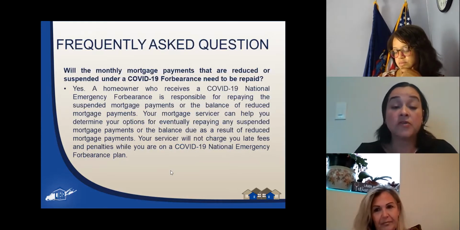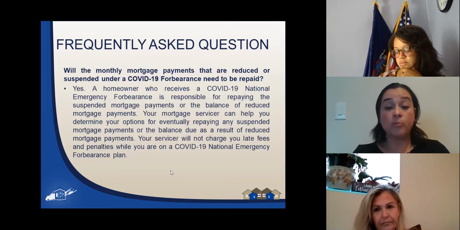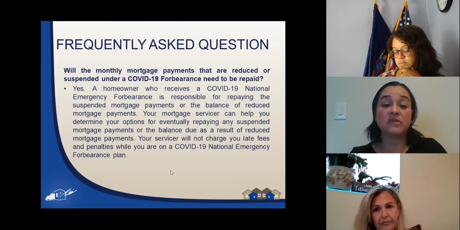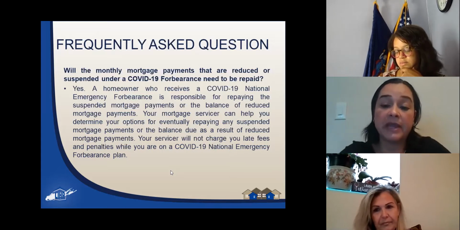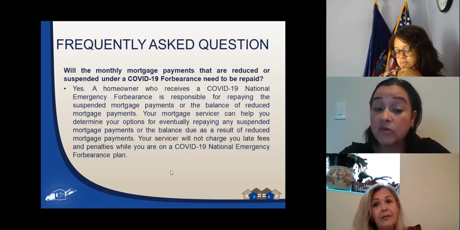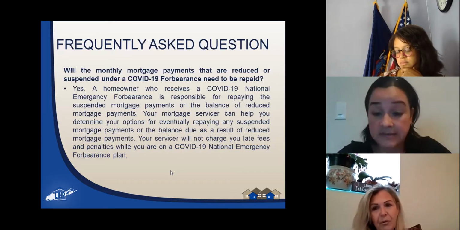Okay. So a homeowner who receives the COVID-19 National Emergency Forbearance is responsible for repaying the suspended mortgage payments or the balance of reduced mortgage payments. Your mortgage servicer can help you determine your options for eventually repaying any suspended mortgage payments or the balance due as a result of reduced mortgage payments. Your servicer will not charge you late fees or penalties. That's important. Keep an eye open for that.